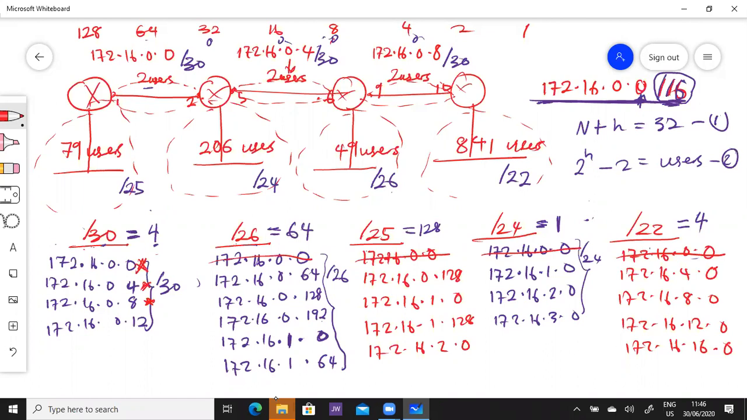So we come to the /26. For the /26, the next available is that. 172.16.0.64/26. That will be the network ID for this subnet. So from this, we can derive our valid IP addresses. And so on and so forth.